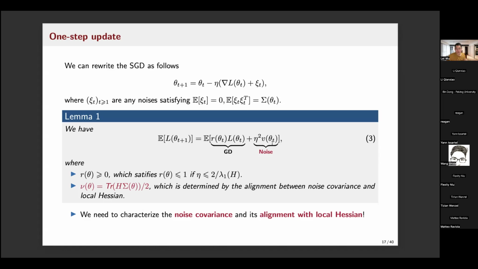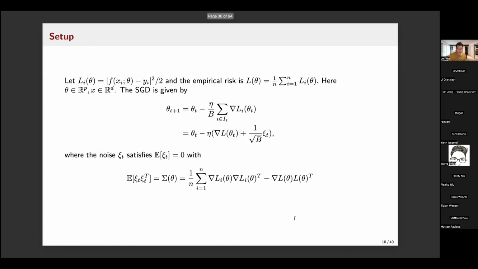Then the problem is how to study the magnitude, the value of nu theta. Nu theta is given by the trace product of the Hessian with the noise covariance matrix. That means the noise contribution to the stability. Here, stability means the change in the loss dynamics, which is determined by the alignment of the noise covariance with the local Hessian, because we are looking at the trace product between them. This inspired us to characterize the noise covariance and its alignment with the local Hessian.